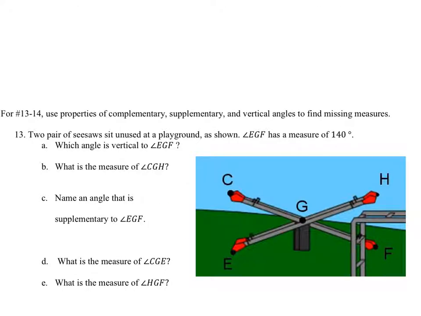Use properties of complementary, supplementary, and vertical angles to find missing measures. Two pairs of seesaws sit unused at a playground as shown. Angle EGF has measure 140 degrees. So EGF would be this one right here, and we can label that right now as 140 degrees.